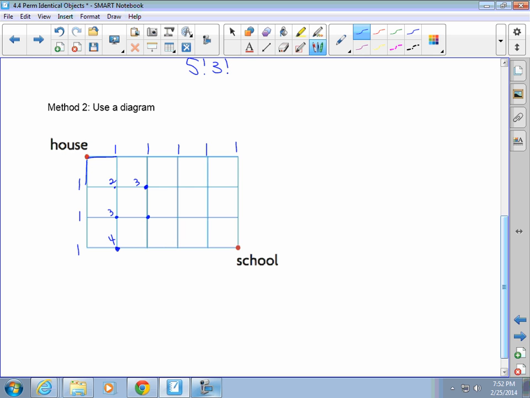This spot here, she would have to go 1, 2, 3, 1, 2, 3, 4. Why is that one not adding up?